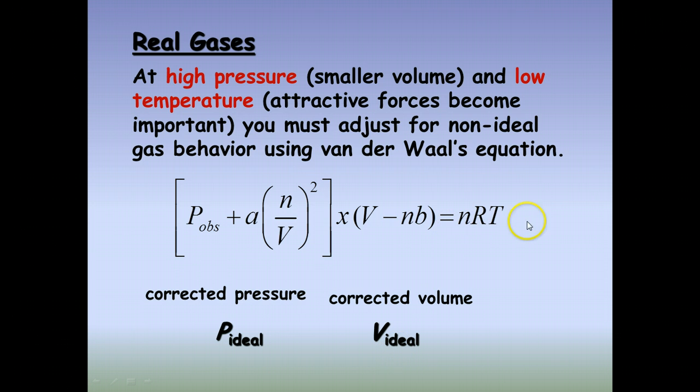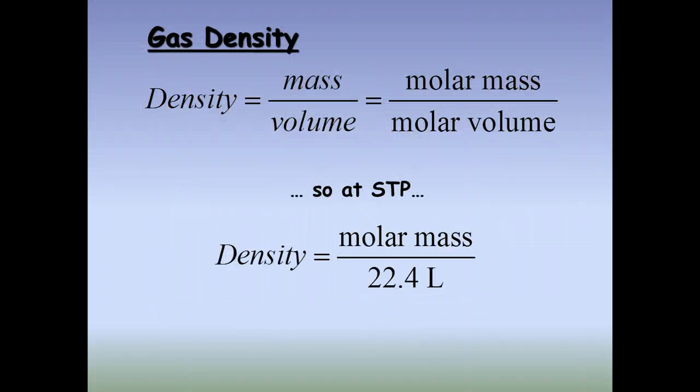And so you see the nRT, or the left side of this equation, is different, but the right side of the equation is the same. So we correct for the pressure and we correct for the volume. You should be able to do these equations easily. So, not the real gases, but the ideal gases.